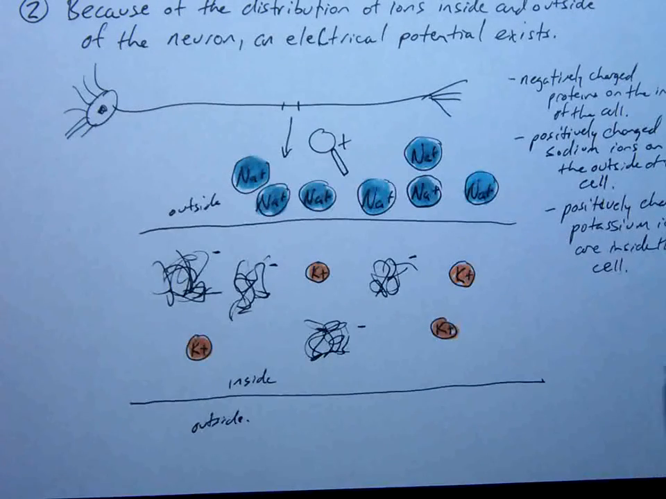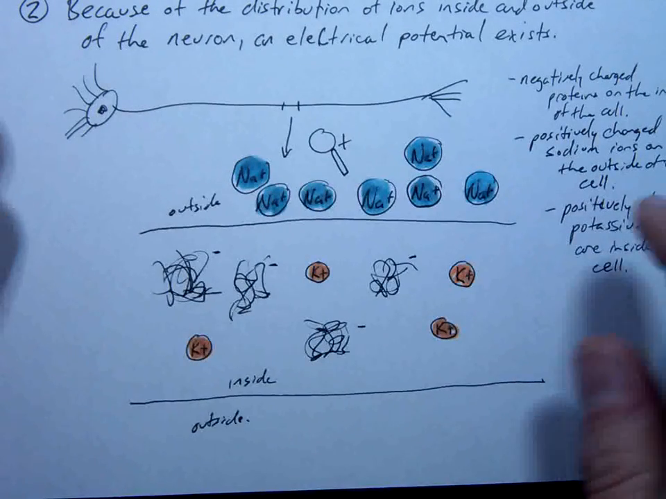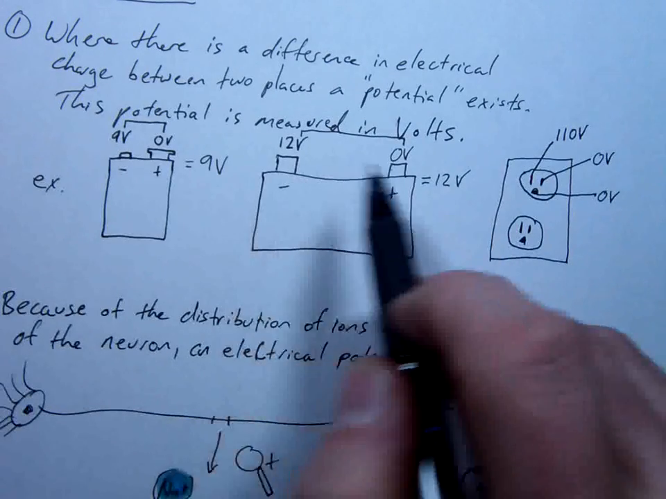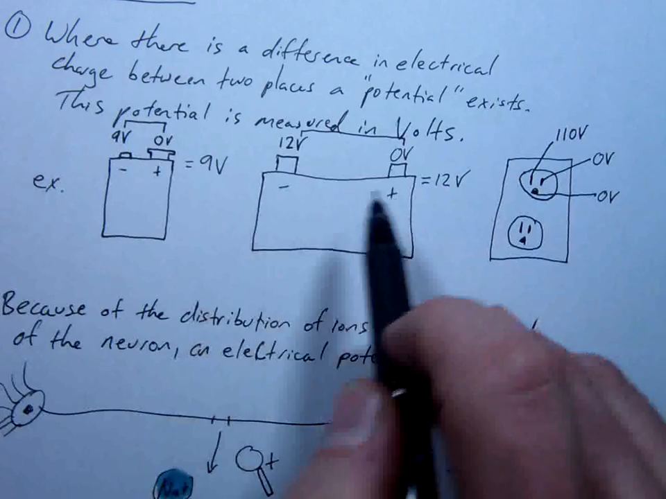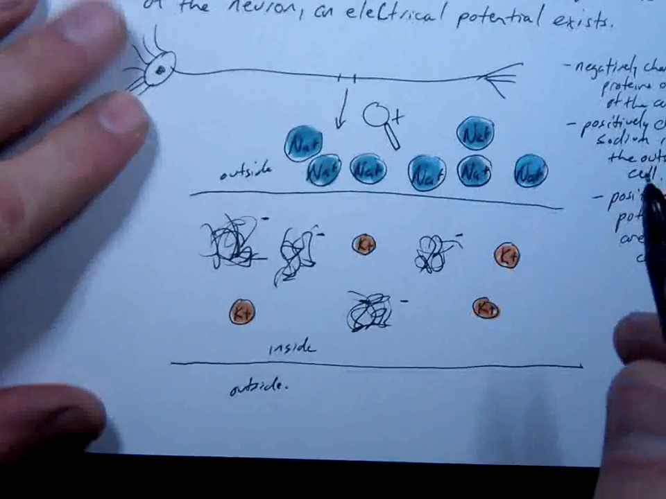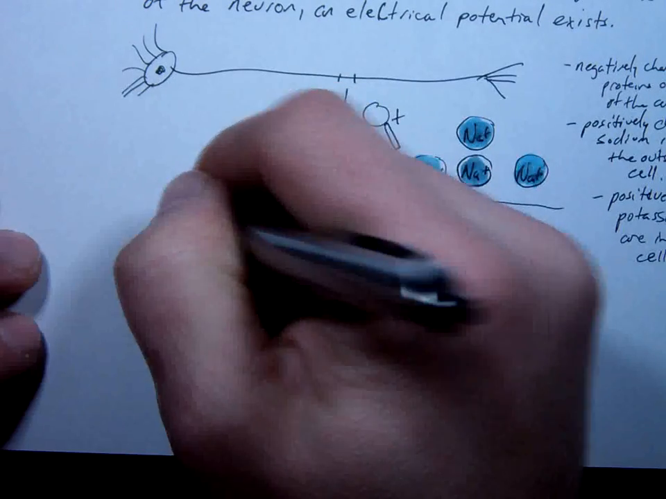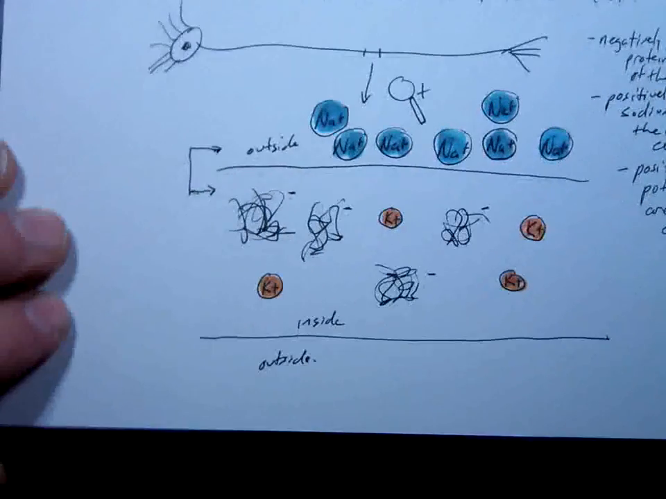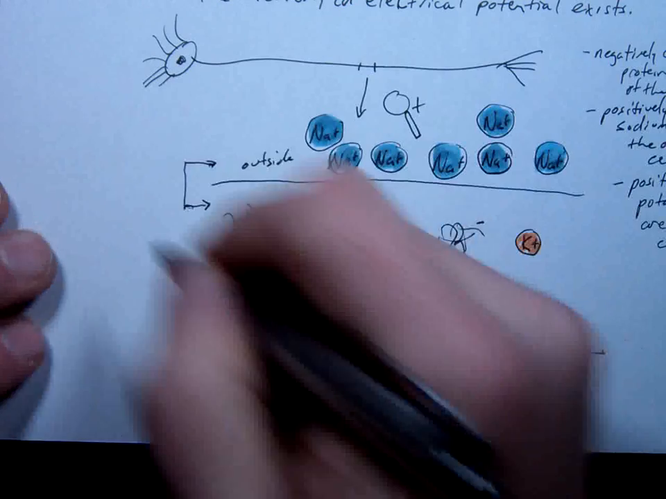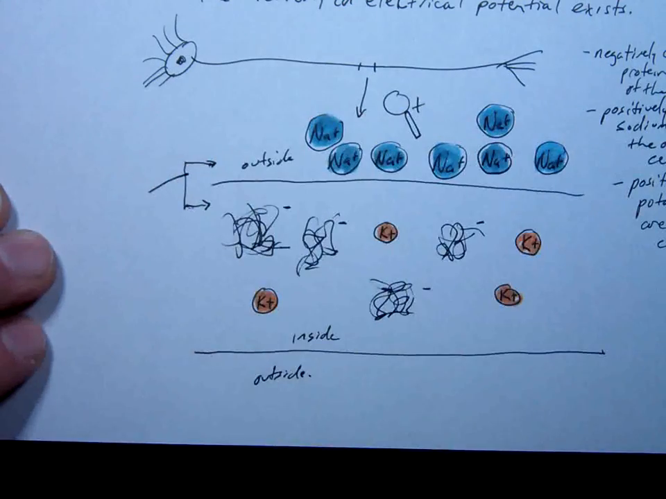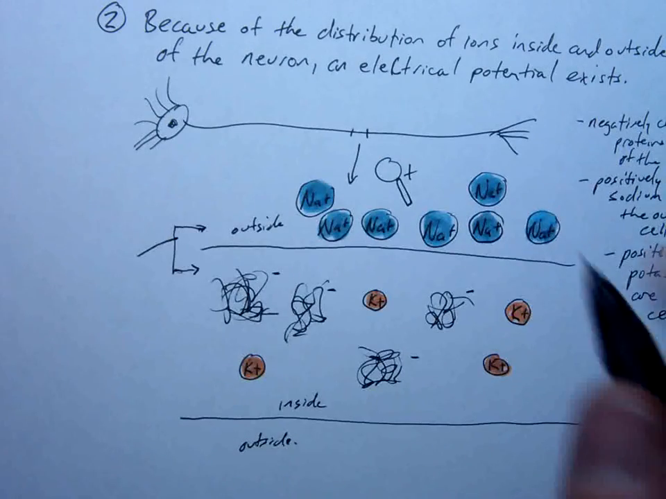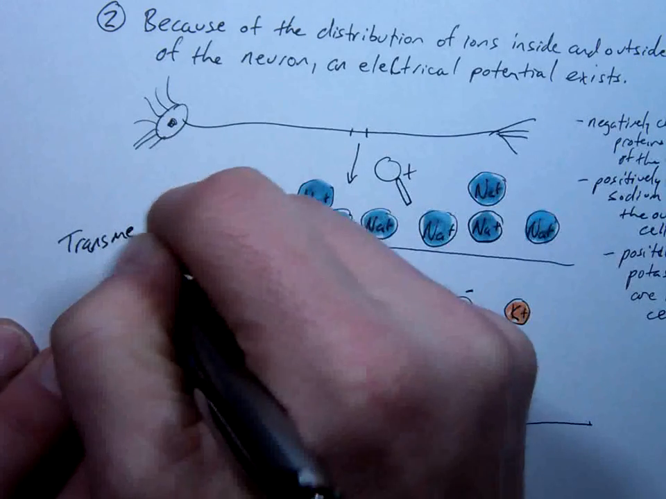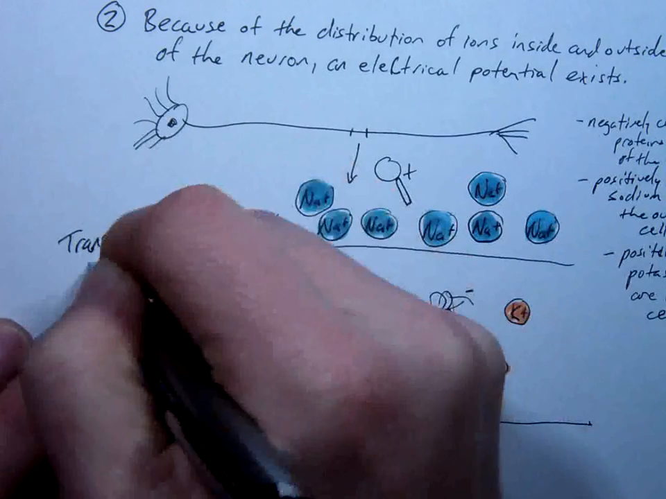Now, just like we were talking about with our 9-volt battery friends up here and our various other things, there is one place, there is another place, and the difference between those two results in voltage. Here are the two places. Are you ready? Inside the cell and outside of the cell. There is a difference in charge that exists between these two places. Okay? Therefore, there is an electrical potential. That potential is known as transmembrane potential.